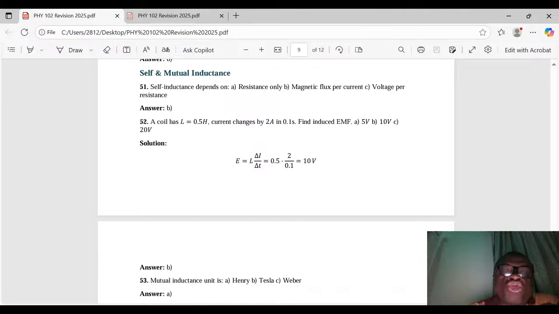And 52, a coil has L equal to 0.5 H, current changing by 2 ampere in 0.1 second. Find the EMF. And that is the formula, E is equal to L times change in I over T. And L is given as 0.5, I is given as 2, and T is 0.1. So if you use your calculator well, you have 10 volts. And the correct answer is B.